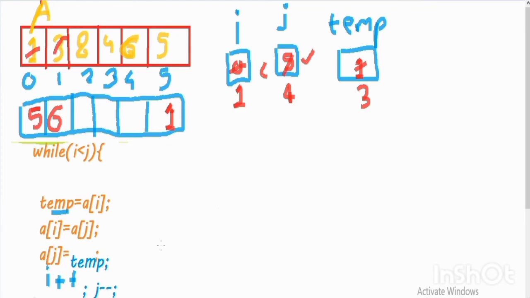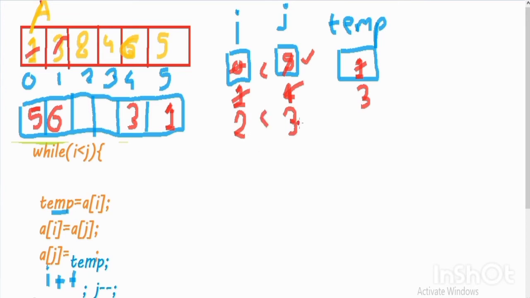Now assign temp value to a of j, means at 4th index replace the existing value. So now a of 1 becomes 6 and a of 4 becomes 3. These two index values are also swapped. i is incremented by 1, it becomes 2, and j is decremented by 1, so it becomes 3. Again 2 is less than 3, condition true, it goes inside the loop.